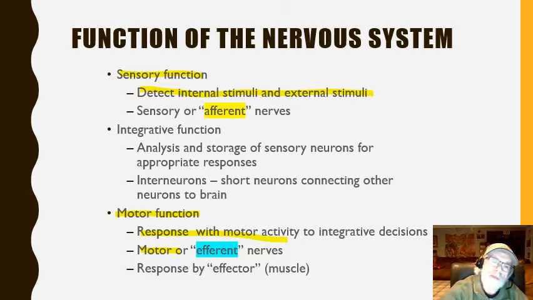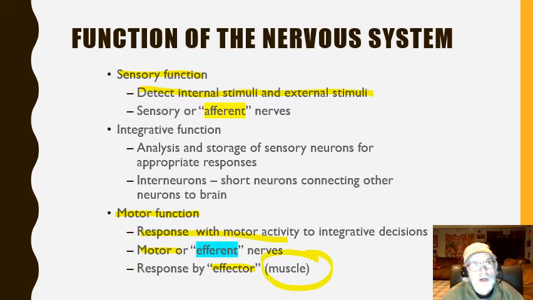These are called efferent nerves because where afferent goes towards something, such as going towards the brain, efferent starts in the brain and goes away. It's going out away from the brain. So efferent means away from. The efferent nerve then ends at something called an effector, which might be a skeletal muscle, or a smooth muscle in the wall of a vessel, and that's going to cause a response. So sensory function is detecting a stimulus and letting the brain know. Motor function is something from the brain telling an effector what to do somewhere down the road.